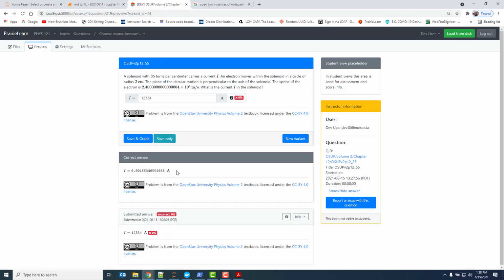That's wrong. And another thing that is unpleasant about this is that the correct answer is given with a huge amount of sig figs. And so it would be nice to change that. But let's just, for the sake of completeness here, put in a correct answer, and then it gets graded correctly. So that's good.